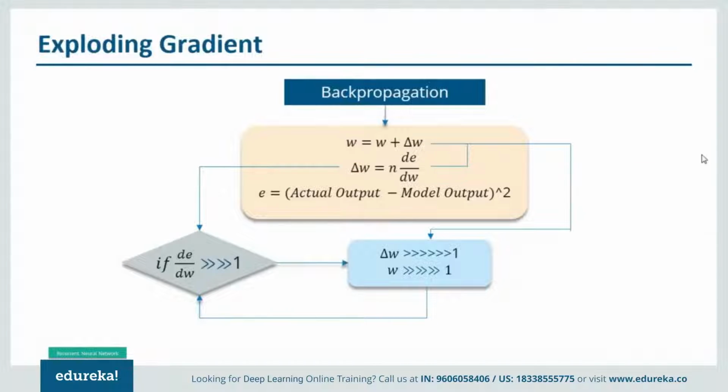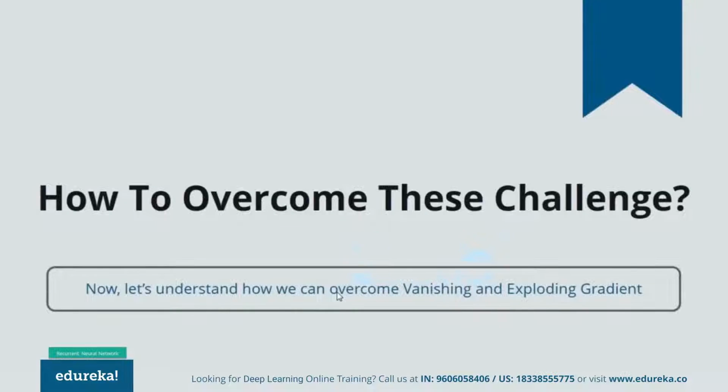Similarly, exploding gradient is just the opposite of vanishing gradient. What happens when your gradient, dE by dW, becomes very large, greater than 1, and you have some long-term dependencies? At that time, your dE by dW will keep on increasing, delta W will become large, and because of that, the new weight that will come will be very different from your old weight. So these two are the problems with backpropagation. Now let us see how to solve these problems.